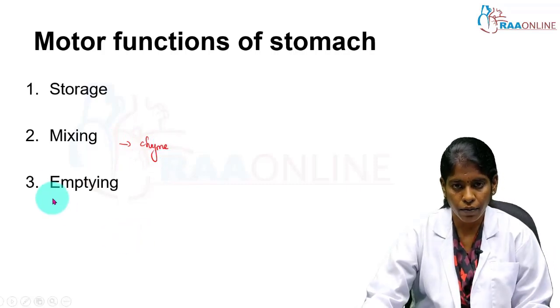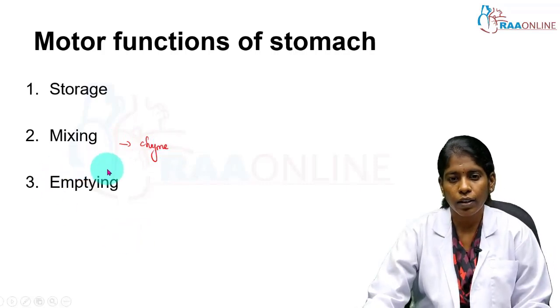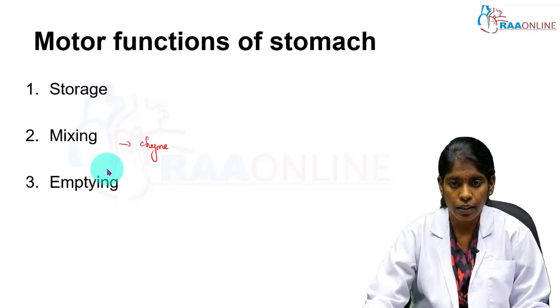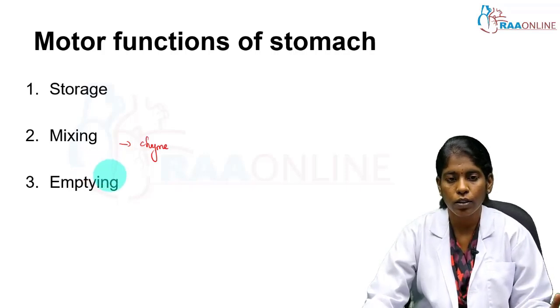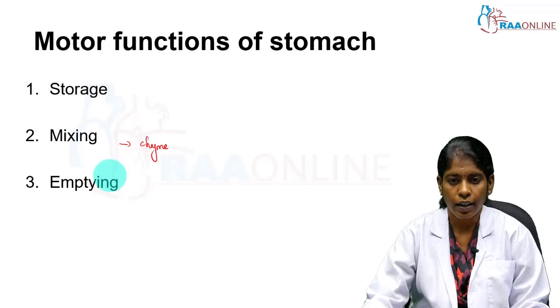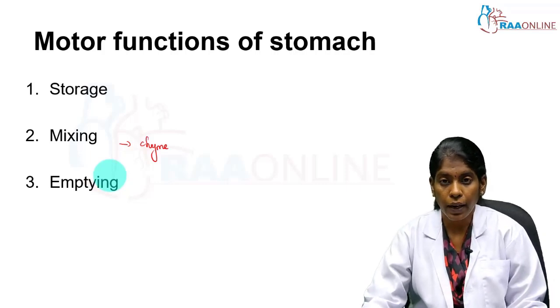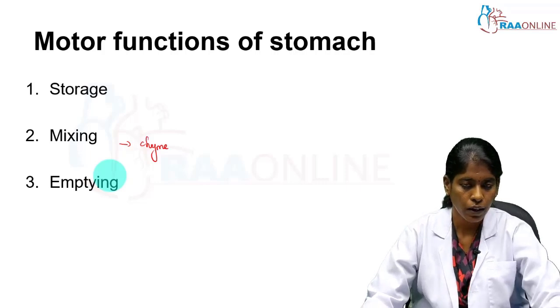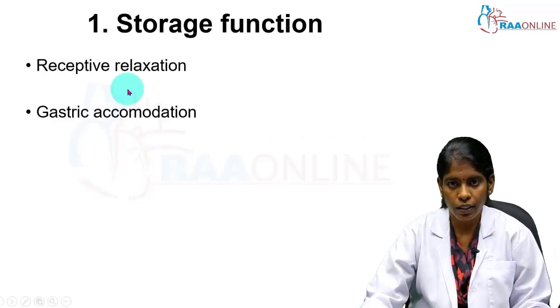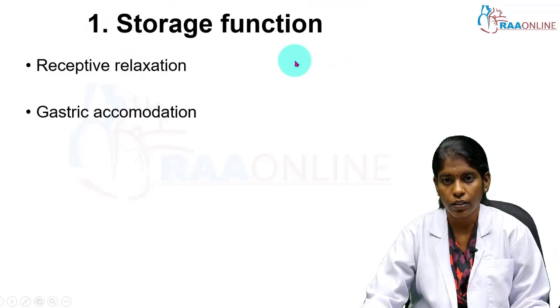Next is the emptying function, where gradually a few milliliters of liquid chyme are emptied into the small intestine at a time. So these three are the main motor functions of the stomach. We are going to see them one by one. First, let us see the storage function.